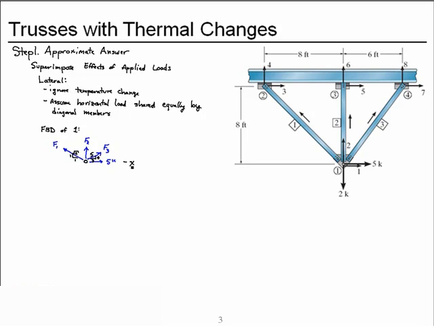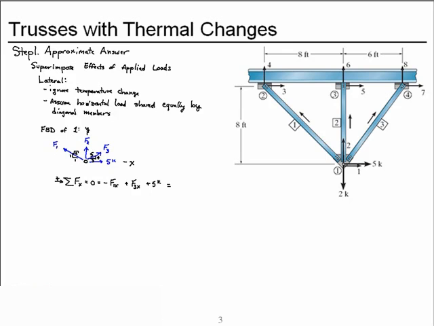I'm going to label to the right as our x-axis, up as our y-axis. And now let's apply equilibrium. I'm going to start by summing forces in the x direction. And by our coordinate system, to the right will be positive. So we have a negative contribution for the horizontal part of the force in member 1, a positive contribution from the force in member 3, and the applied load of 5 kips.